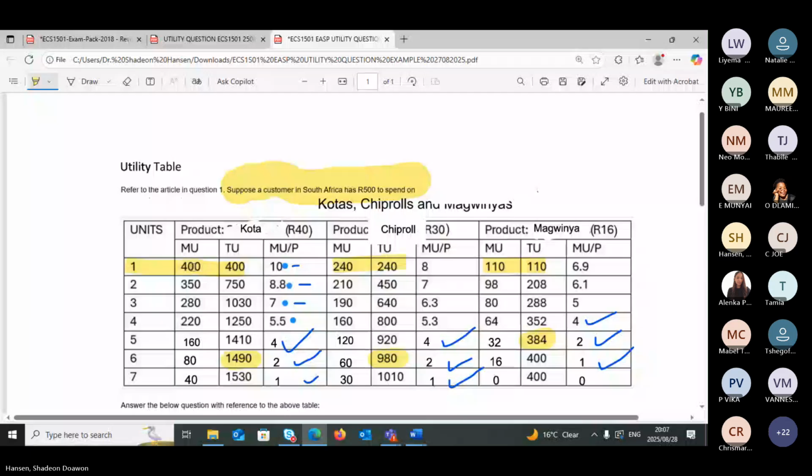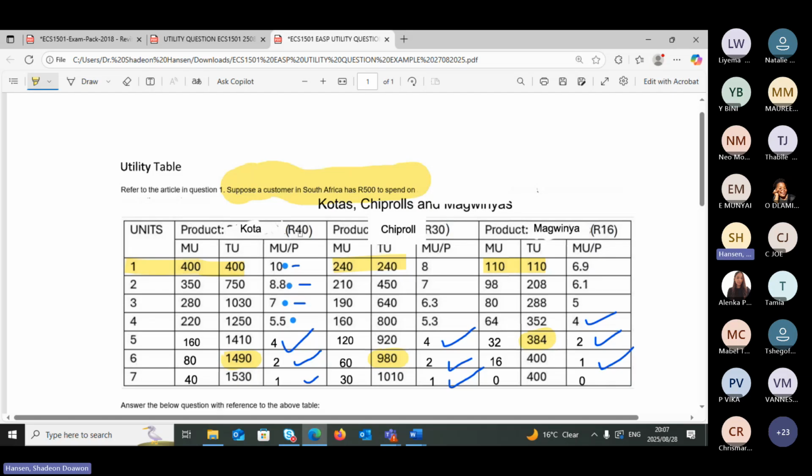Are we together? These questions can be asked in any way, students. You can be given the total utilities or you can be given the marginal utilities. You need to calculate backwards as well. And this over here, students, is our weighted marginal utility. It is the marginal utility per rand. It is the marginal utility divided by the price. Remember, students, marginal utility divided by the price. It's not marginal utility divided by the units. It's marginal utility divided by the price.